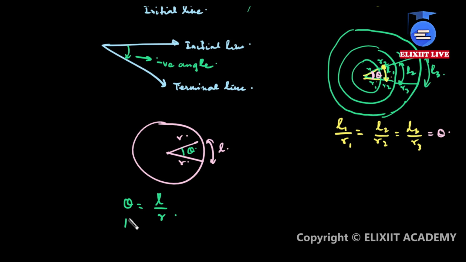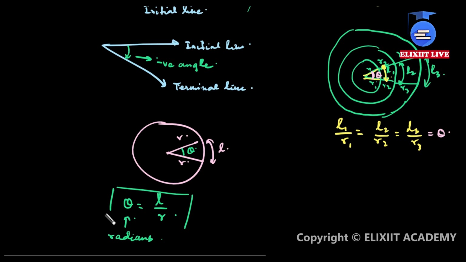This theta will be in terms of radians always. Now, what is radians? I'll tell you what is the radians. Till now, you have learned the degree measure. I'll also explain what is the radian measure. So this particular theta was discovered in terms of length of the arc and the radius of the circle. Theta is actually L by R. This is the formula.